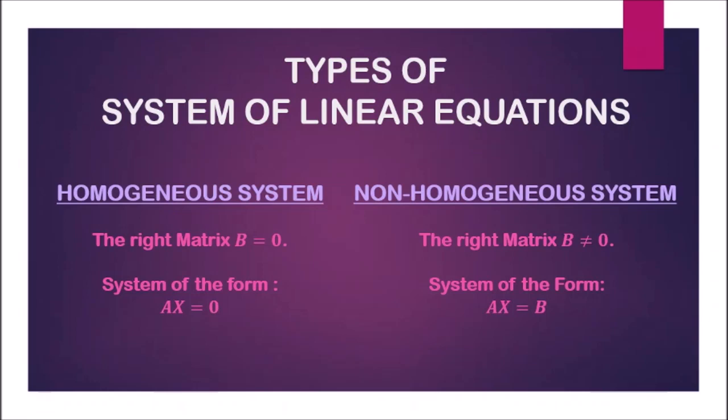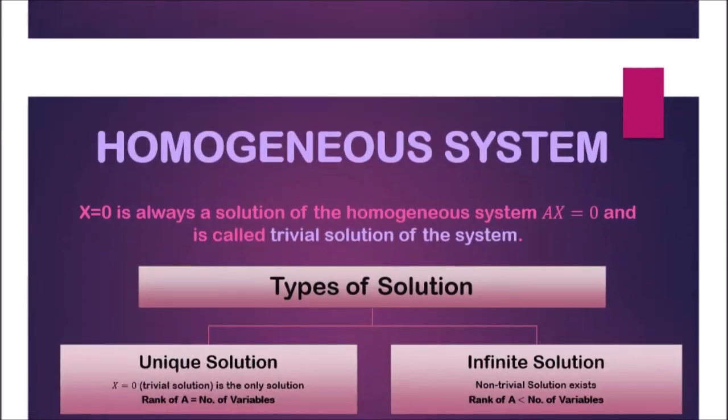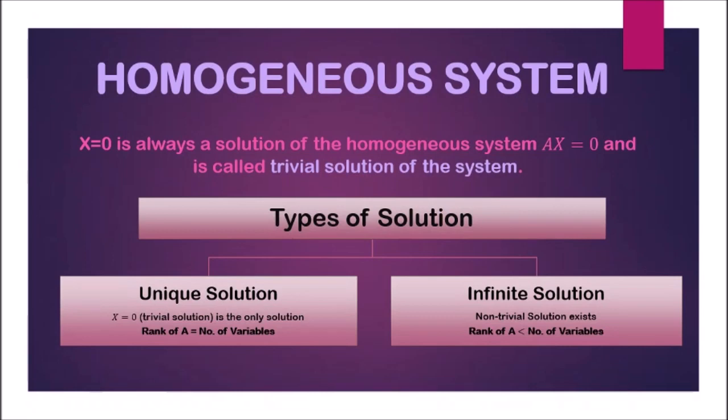Let us start with the homogeneous system. Setting all the unknowns equal to 0, we can see that the homogeneous system gets satisfied. Hence, x = 0 is always a solution of the homogeneous system Ax = 0, and it is called the trivial solution of the system. Homogeneous systems have either a unique solution or infinite solutions. In case of a unique solution, x = 0 is the only solution of the homogeneous system, and we say that only the trivial solution exists.